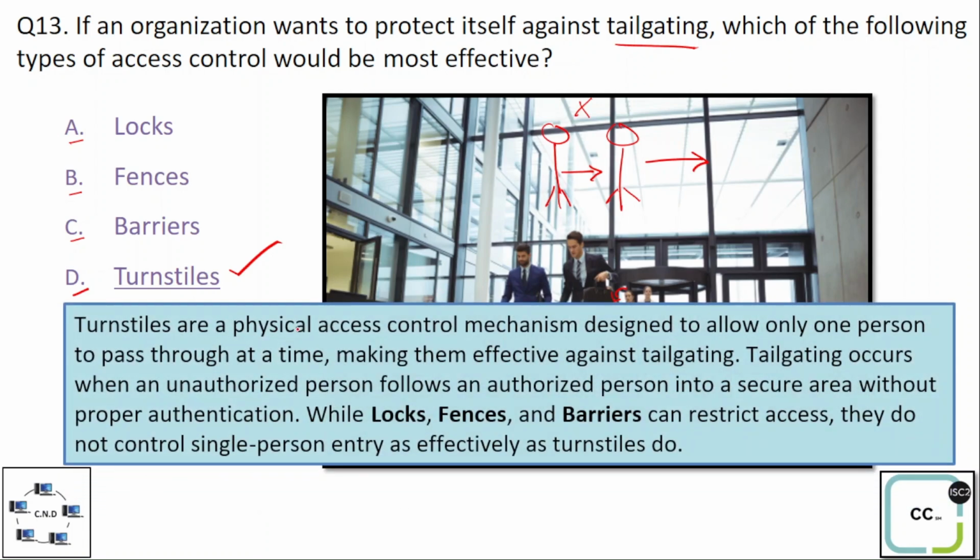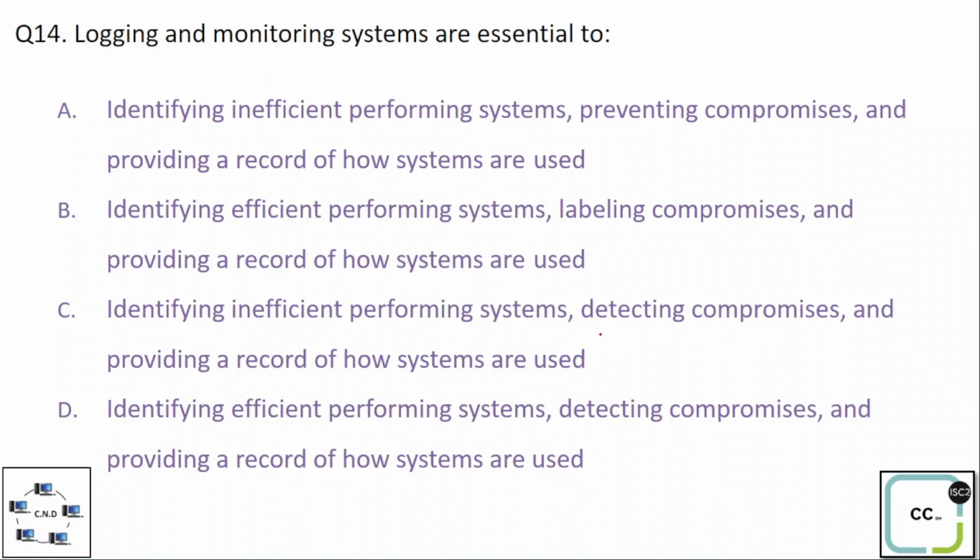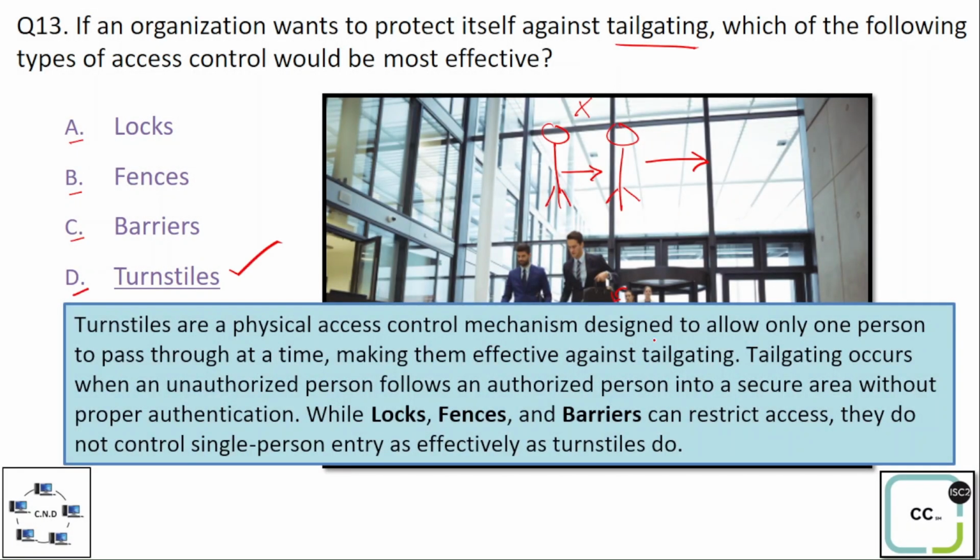So turnstiles are a physical access control mechanism designed to allow only one person to pass through at a time, making them effective against tailgating. Tailgating occurs when an unauthorized person follows an authorized person into a secure area without proper authentication. While locks, fences, and barriers can restrict access, they do not control single person entry as effectively as turnstiles do.